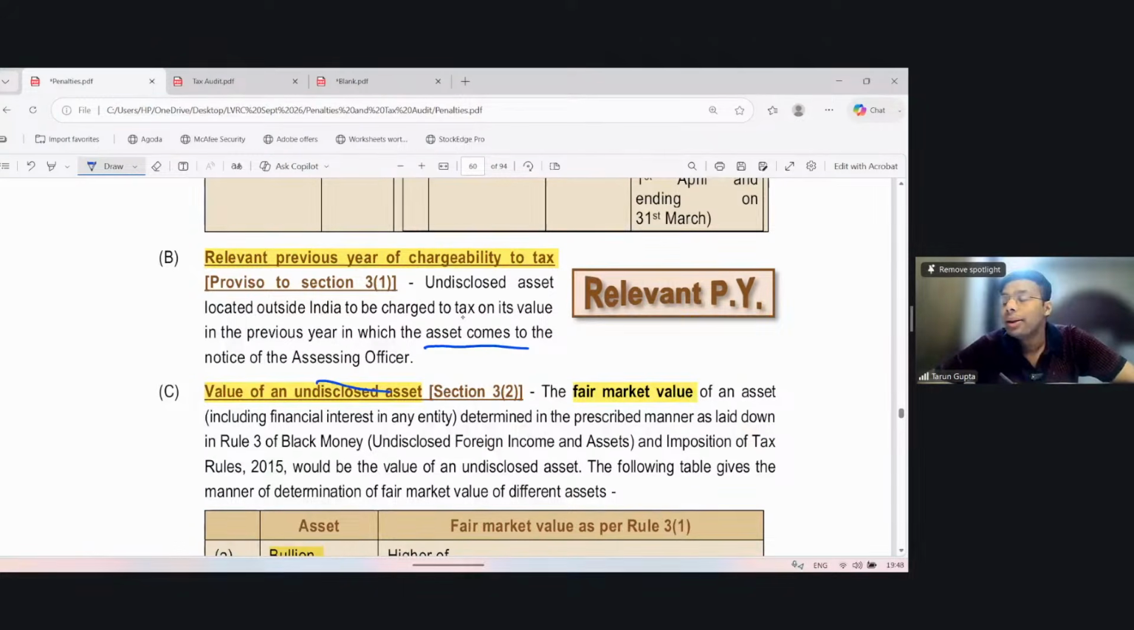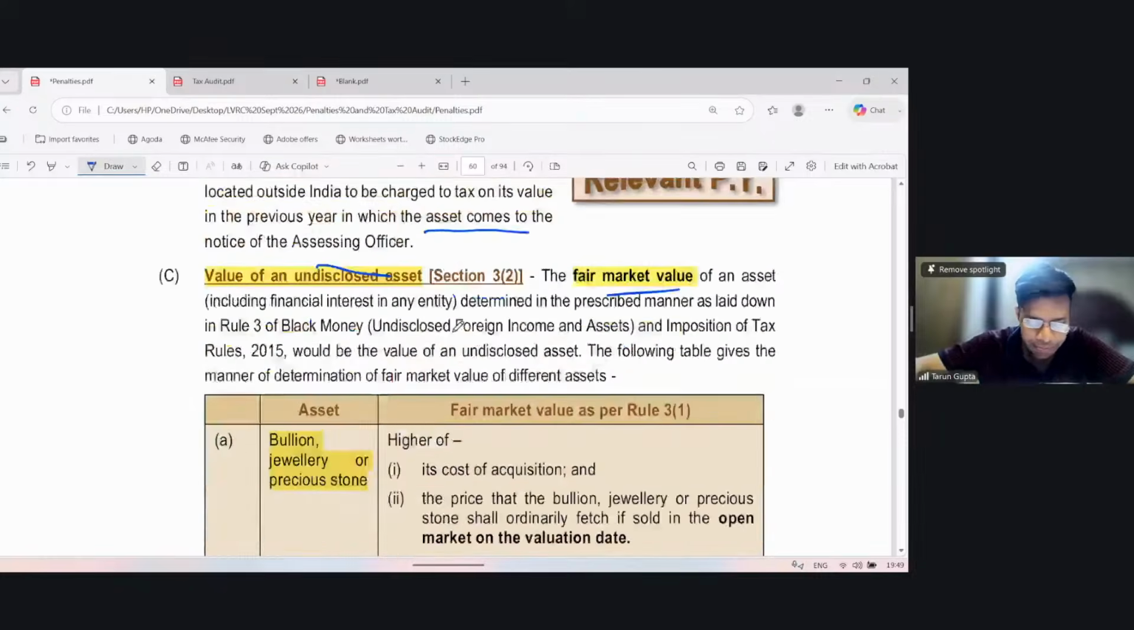Now, if there's any foreign asset which is undisclosed, what would be the value which is to be determined? Because tax is levied on the value, tax at 30% shall be levied on the value, then what will be the value? Okay, so the value of the asset shall be the fair market value of the asset determined in the prescribed manner. This is the most important part of your Black Money Act. How to compute the value of the asset. Okay.